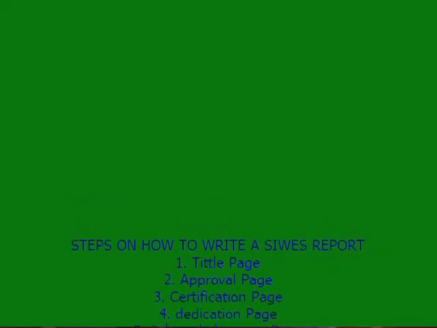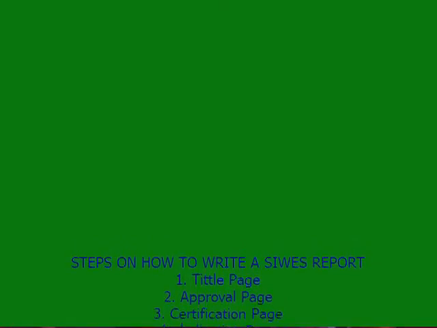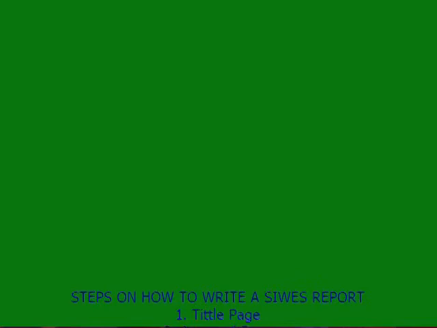After the table of contents, then you start your chapter 1. Chapter 1 of your report should be about SIWES and the background history of the institution where you performed your work. The institution that accepts you for your practicals, for your industrial training. Chapter 1 carries them.